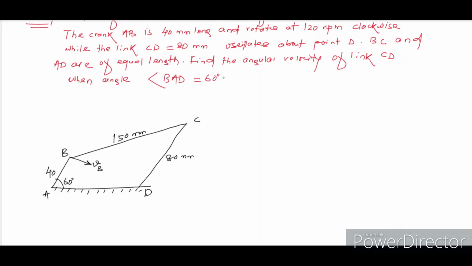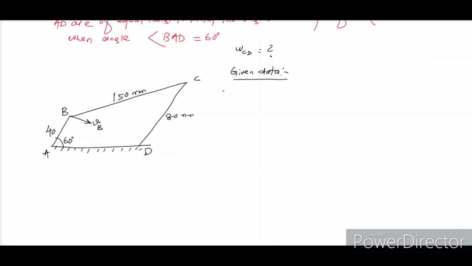Angular velocity of link CD means omega CD. We need to find out omega CD. So, first step is to note down the given data. Always note the given data. Now here we have NBA, which is given as 120 RPM.